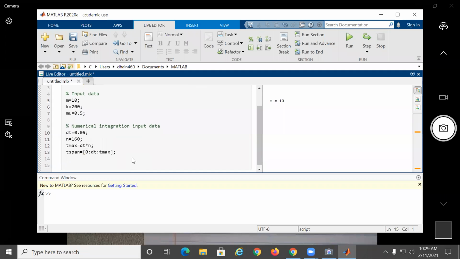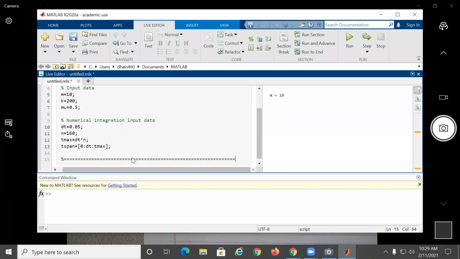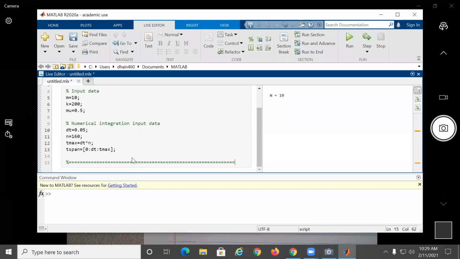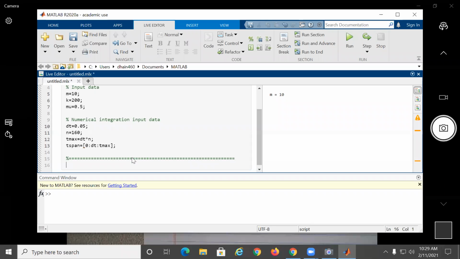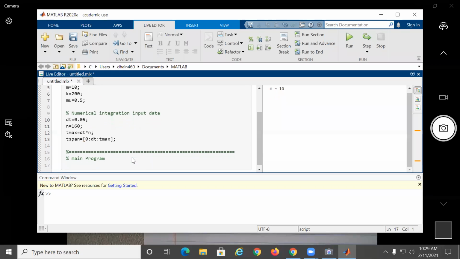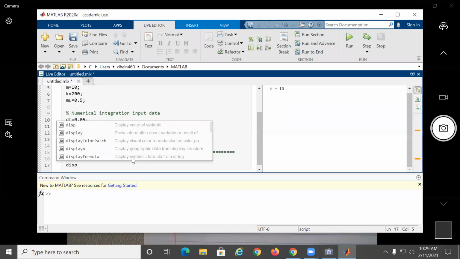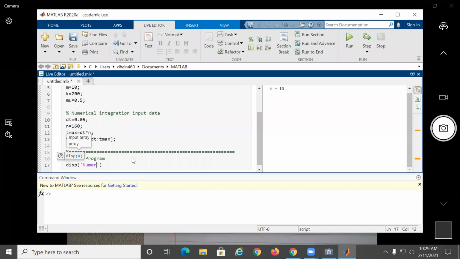All right, now let's go here to the main program. This is the part you should not really modify all the time. So, to make it fancy, let's say display numerical solution.